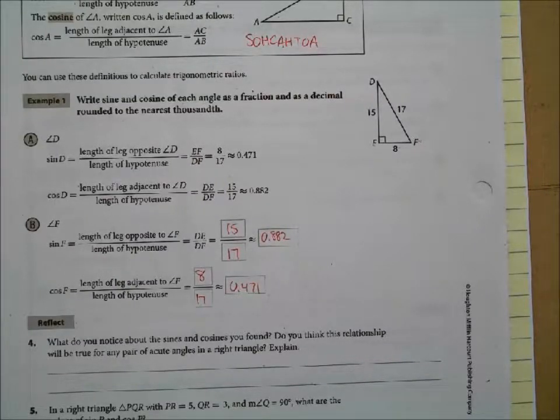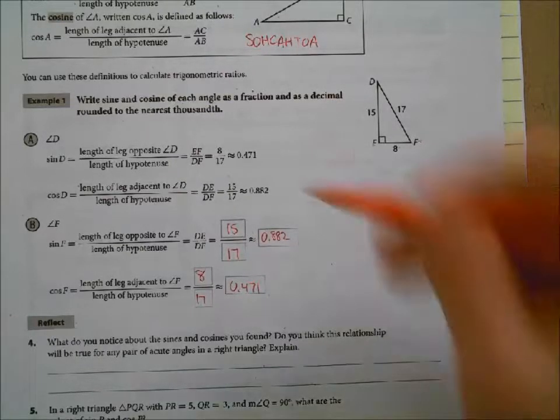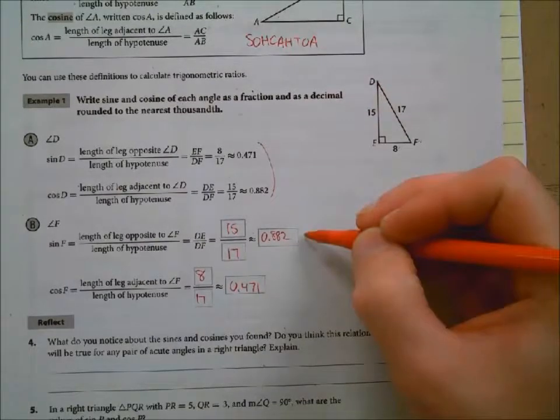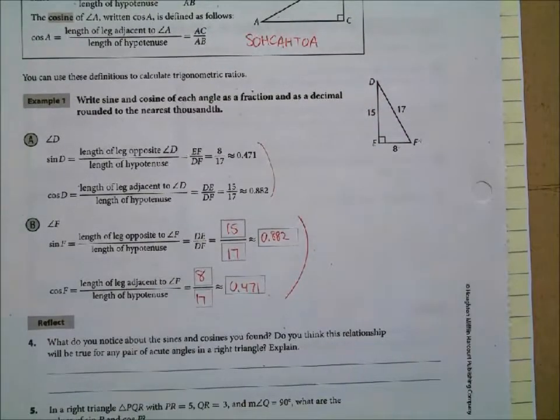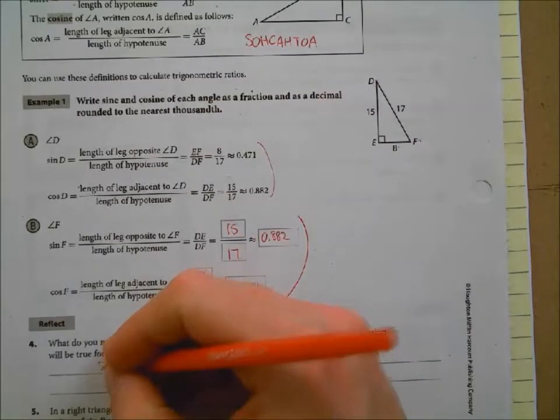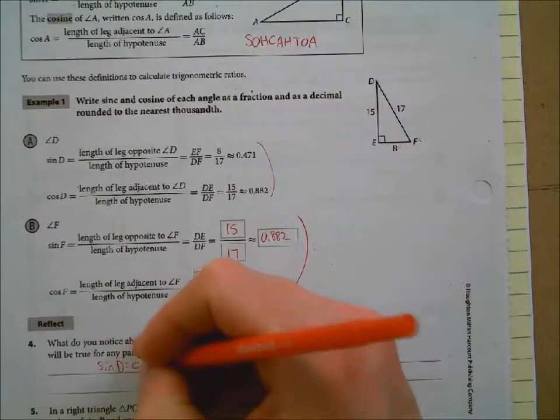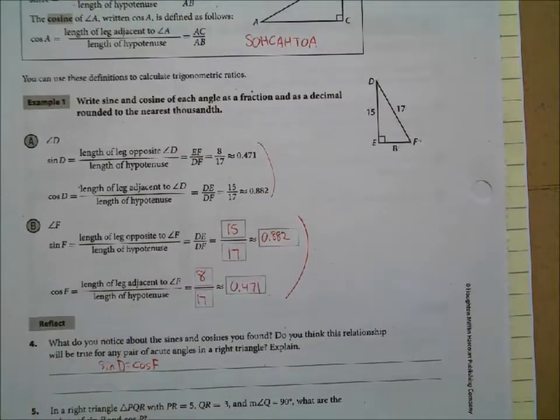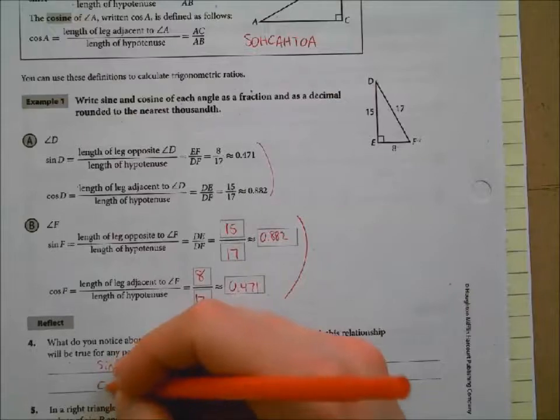What do you notice about the sines and cosines that you found? Do you see any relationship between these two and these two? The sine of angle D is the same as the cosine of angle F. And the cosine of angle D is equal to?